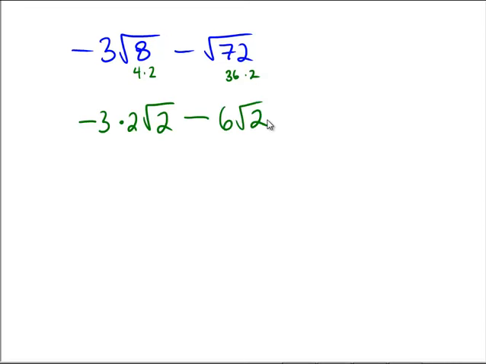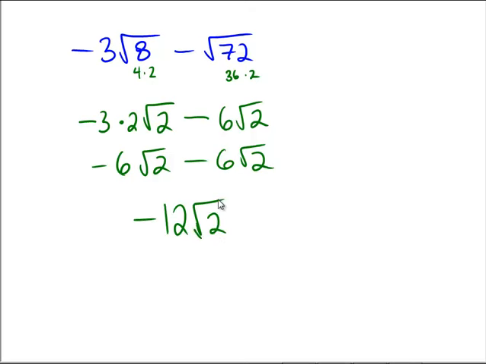So this time I wrote in the little hint so you could see where those numbers were since you tried it all on your own here. So negative 3 times 2 is negative 6 rad 2 minus 6 rad 2. And of course negative 6 minus 6 is going to be minus 12. So the final answer here should be negative 12 radical 2.